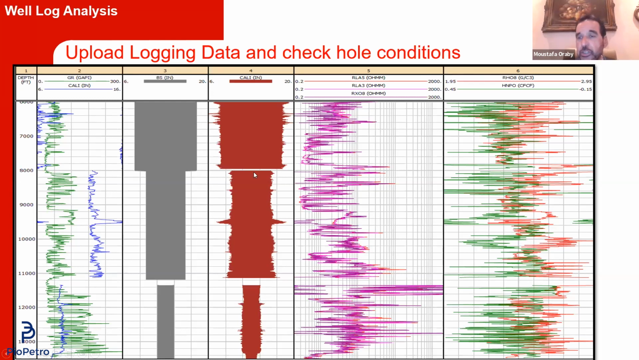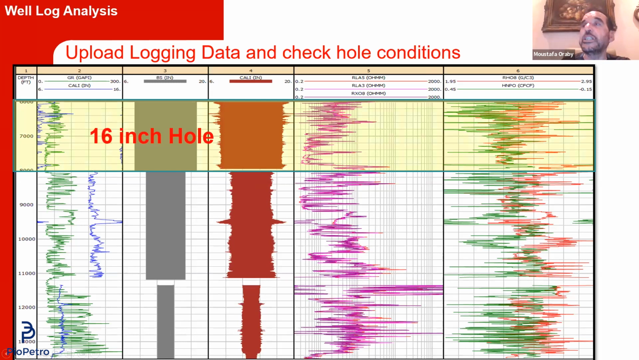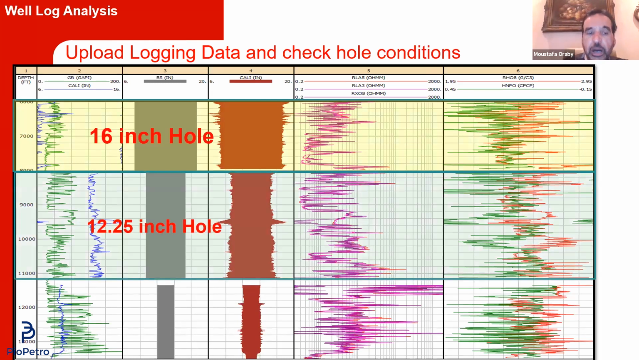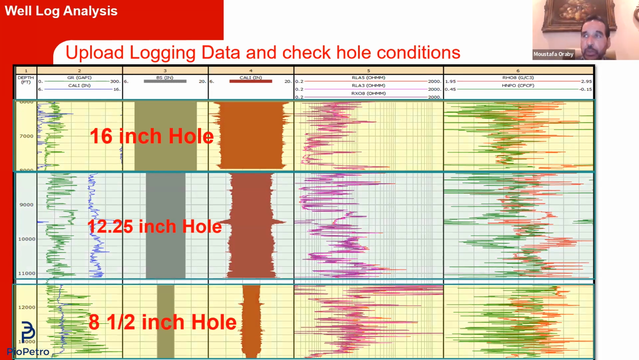If you look at the first hole, this is a 16-inch hole, followed by 12.25-inch hole, followed by 8.5-inch hole. So I have a well here that went to 16-inch, 12.25, and 8.5, and we need to apply the environmental corrections for it.